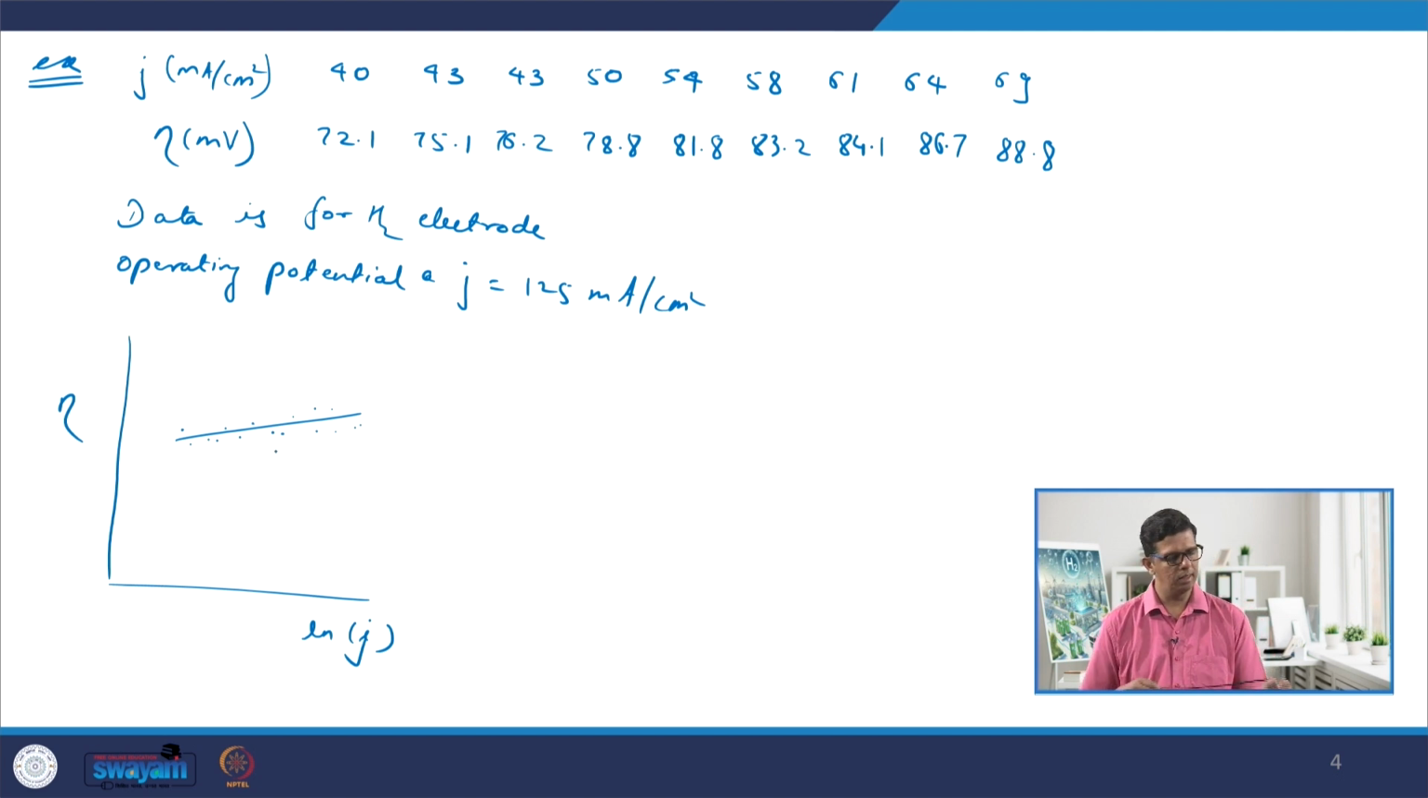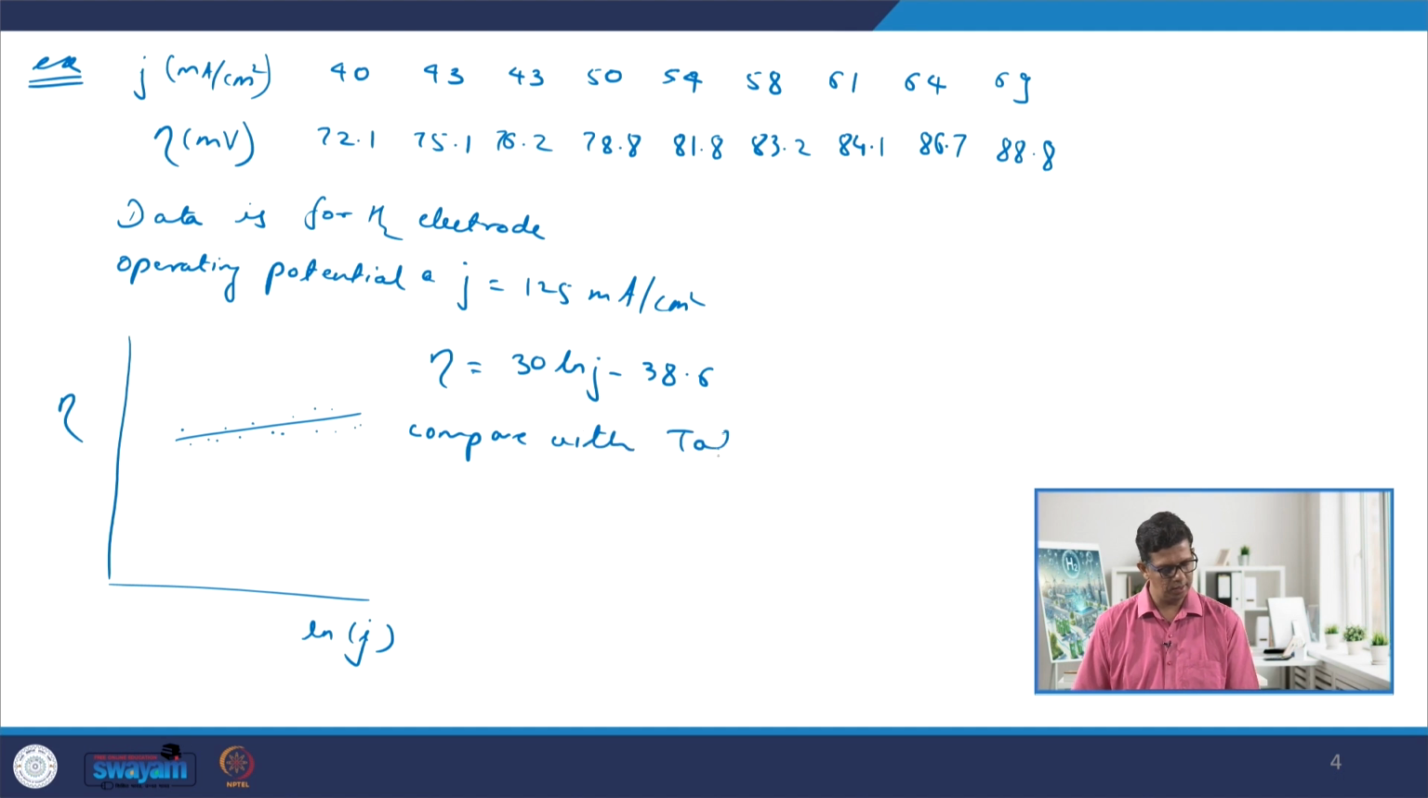As we can see, the overpotential is more than 50 millivolt. It is the case of eta when it is large. So we have to draw this from the line equation. The line equation we get is somewhere around 30 ln I minus 38.6. So this is the line equation. Let's compare this with the Tafel equation.